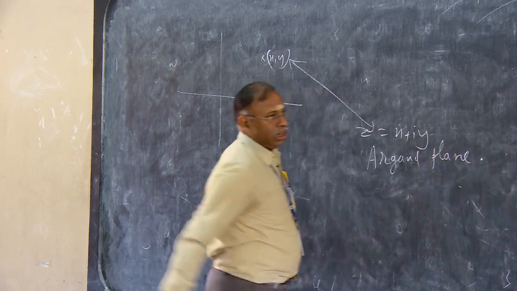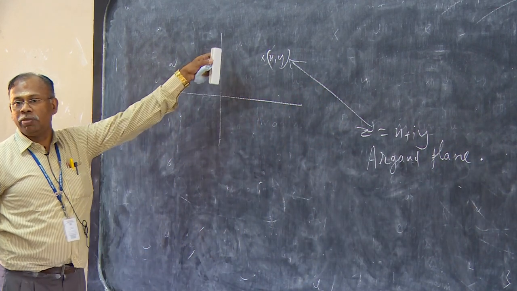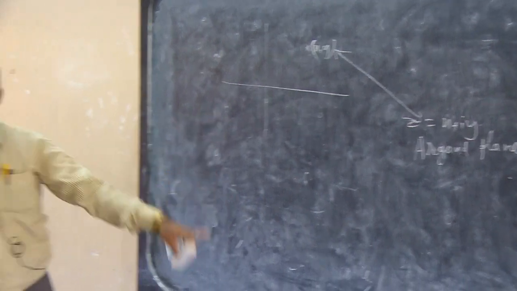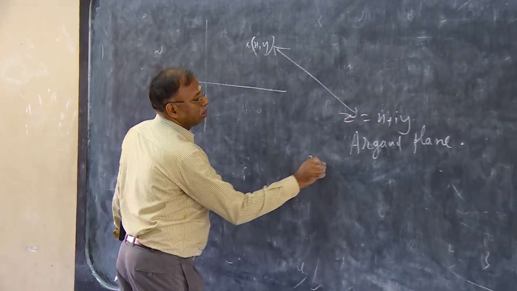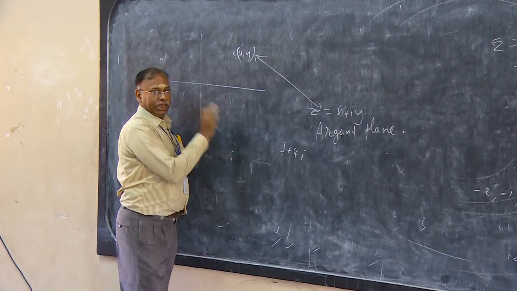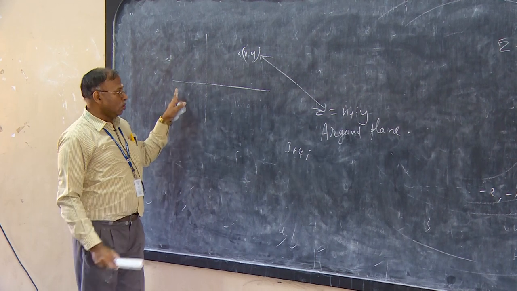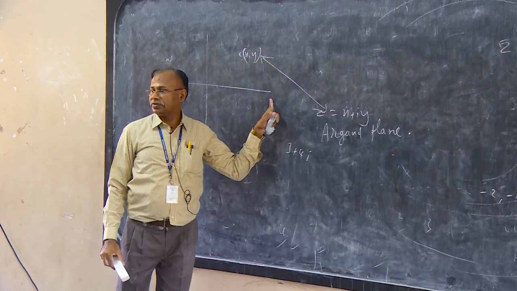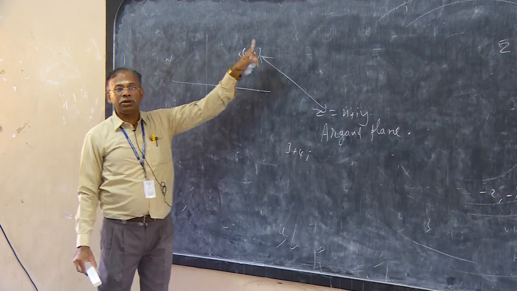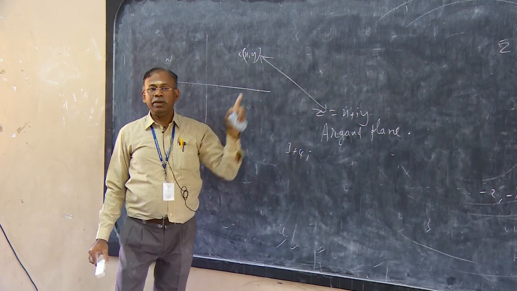For example, the point (2, 3) is equivalent to 2 plus 3i in the set of complex numbers. If I take 3 plus 4i, the equivalent point is (3, 4). In fact, by representing all the real parts on the x-axis and the imaginary parts on the y-axis, I am able to plot the points in the coordinate plane.